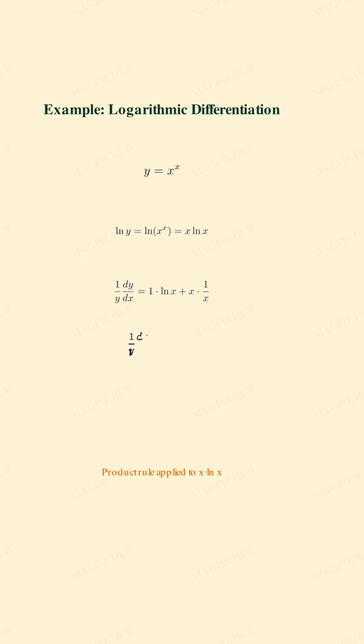Left side gives 1 over y times dy by dx. Right side, derivative of x times ln x, using product rule, gives ln x plus 1. Multiply both sides by y, which is x to the x. Final answer, dy by dx equals x to the x times open bracket ln x plus 1 close bracket.